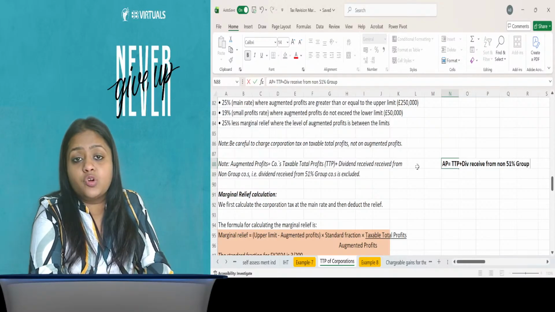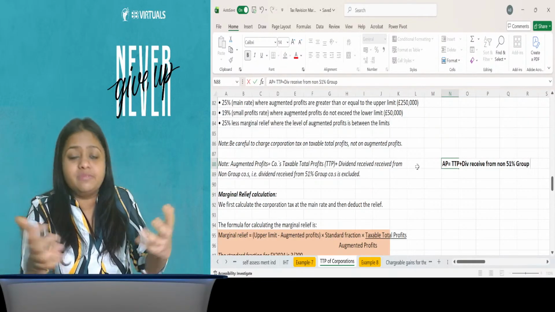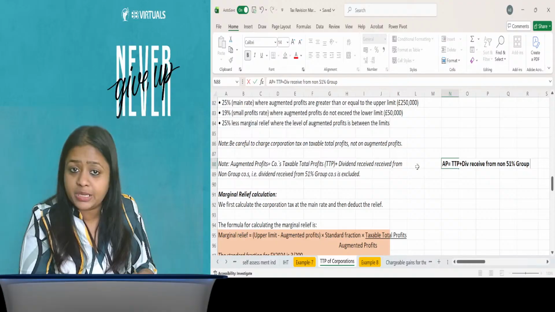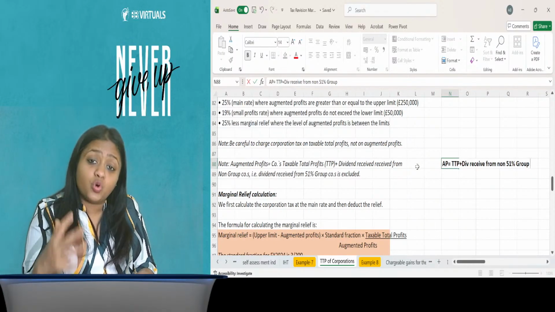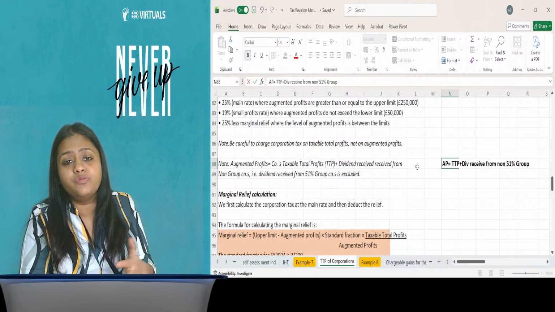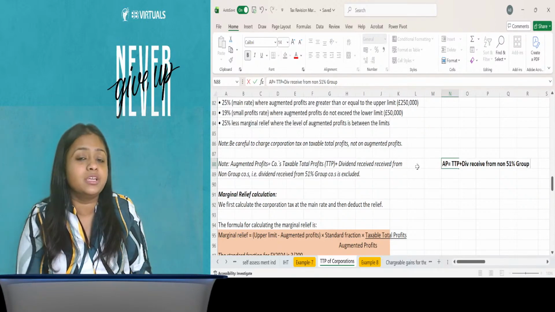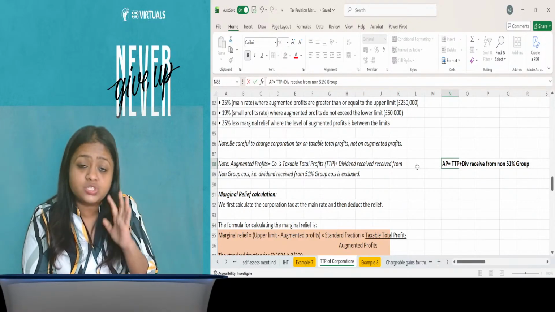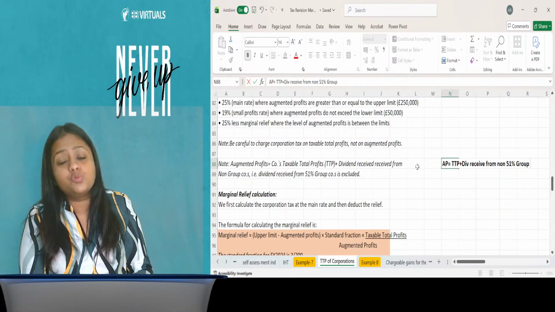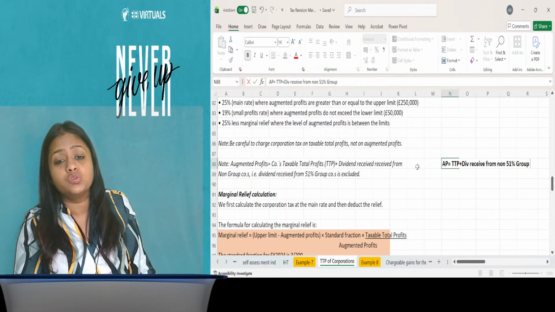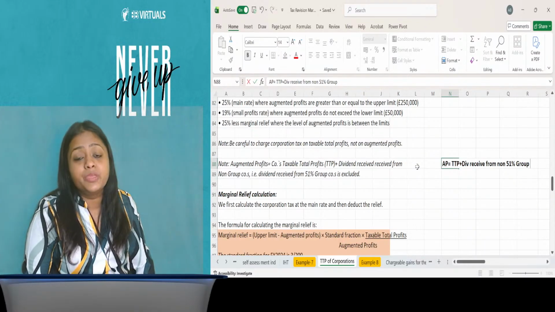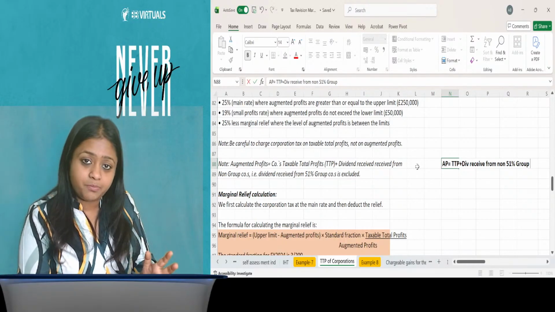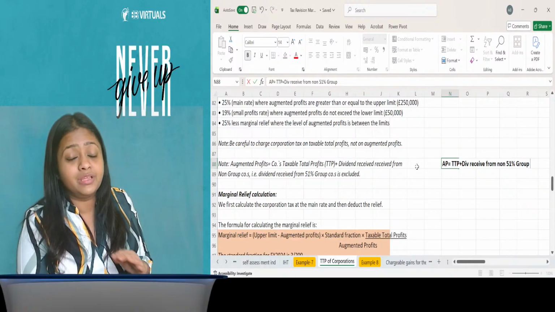Let's say when we create a group of companies, that is parent and subsidiaries, there are subsidiaries wherein the relationship is not 50%, and dividend is received from those companies where the investment percentage is not more than 50%. Then those dividends we will add with TTP, and this is just to know the tax rate. Tax liability is always calculated on TTP only. Clear? So you will see the augmented profit, and only then you will decide the tax rates.